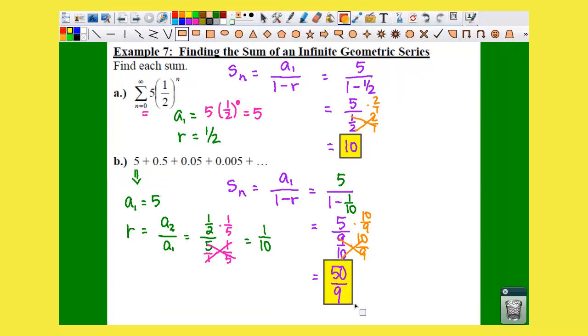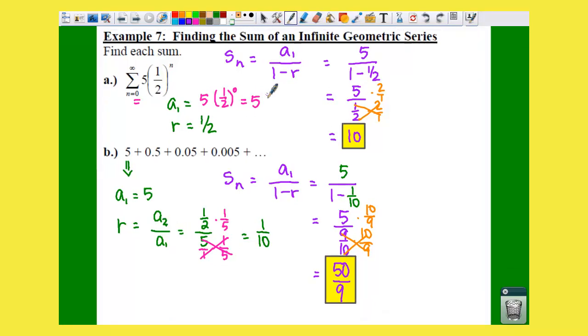over 9. So as long as you figure out your ratio and your a sub 1, and as long as you don't confuse your fractions like I did, you should be able to find the sum of your infinite geometric series rather easily.